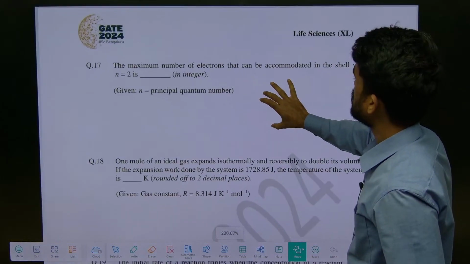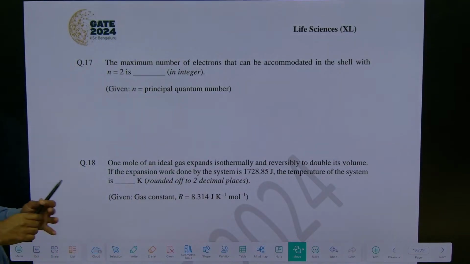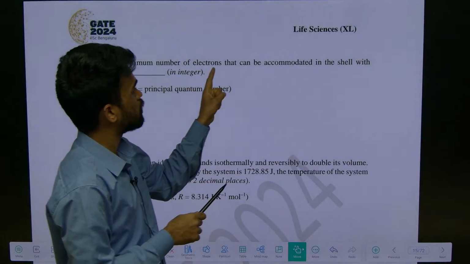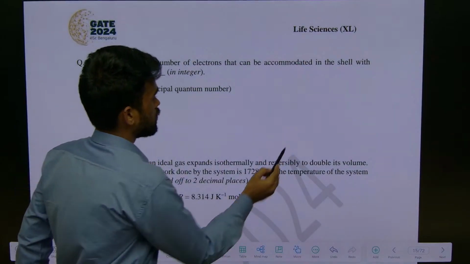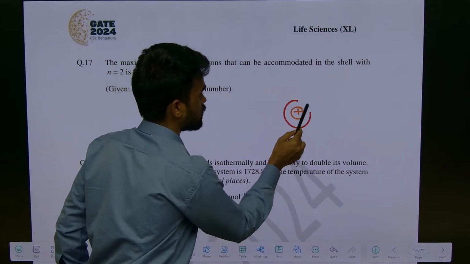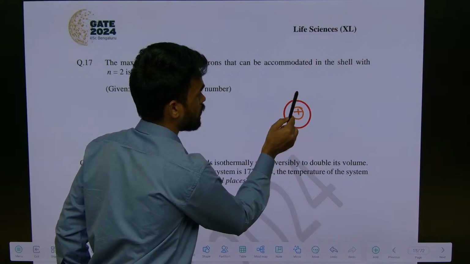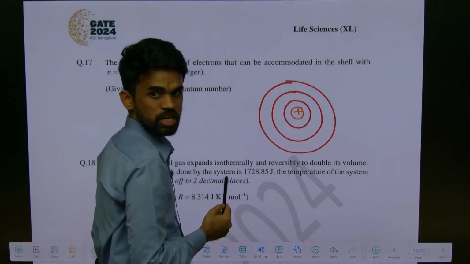We did this discussion yesterday. Please try to answer this question: the maximum number of electrons that can be accommodated in a shell. What do we mean by shell? We discussed this concept in structure of atom. If this is a nucleus, these are the orbits or shells.